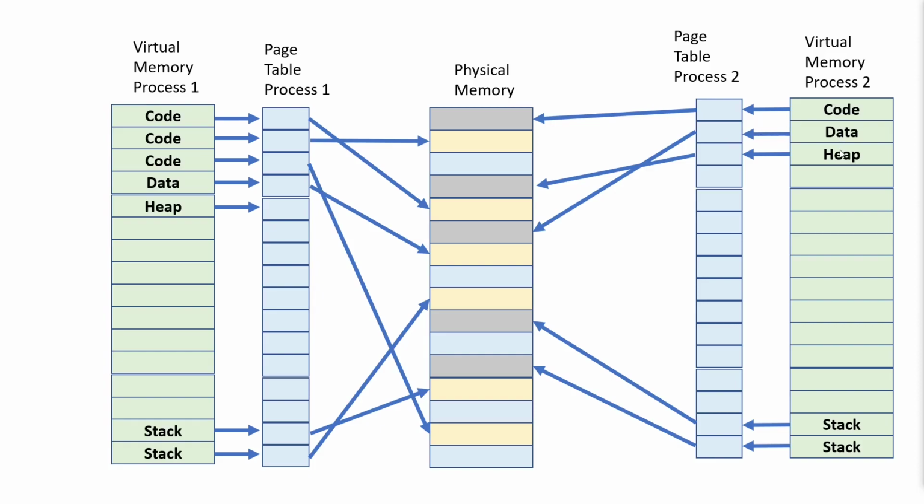But for process two, I've got code, data, heap, and stack. These map to different physical pages in physical memory, but I still have all possible pages, address 0 to address 2 to the 32nd. My page table here still has one entry, 4 bytes, for every single page over here. And they map to different spots in physical memory.